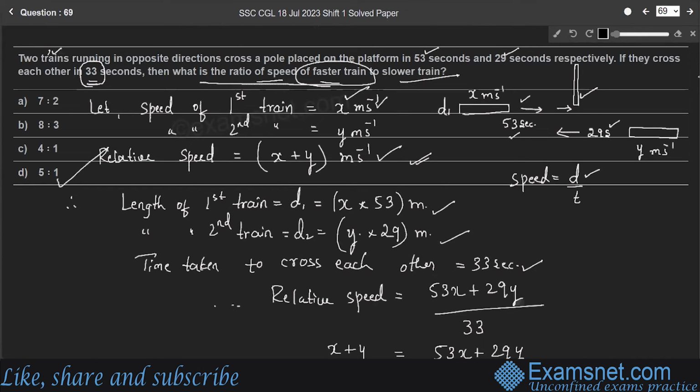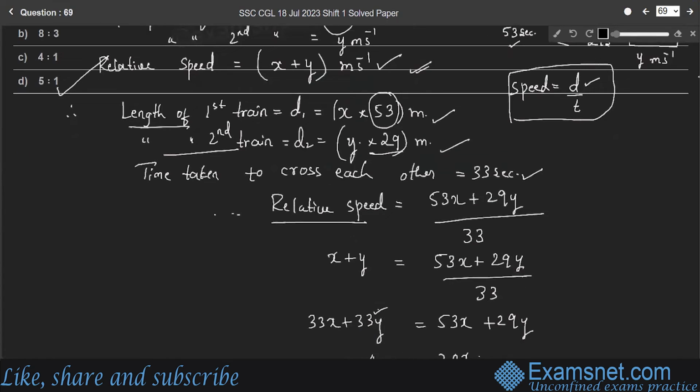So here, students, we are using the simple concept of speed, which is distance by time. When it comes to the first train, the distance covered by the first train is its own length, right? So it is speed into time. Here the speed of the first train is x and the time is 53 seconds. So 53x is the distance covered by the first train to cross the pole, or the length of the first train, whereas the length of the second train is 29y, right?